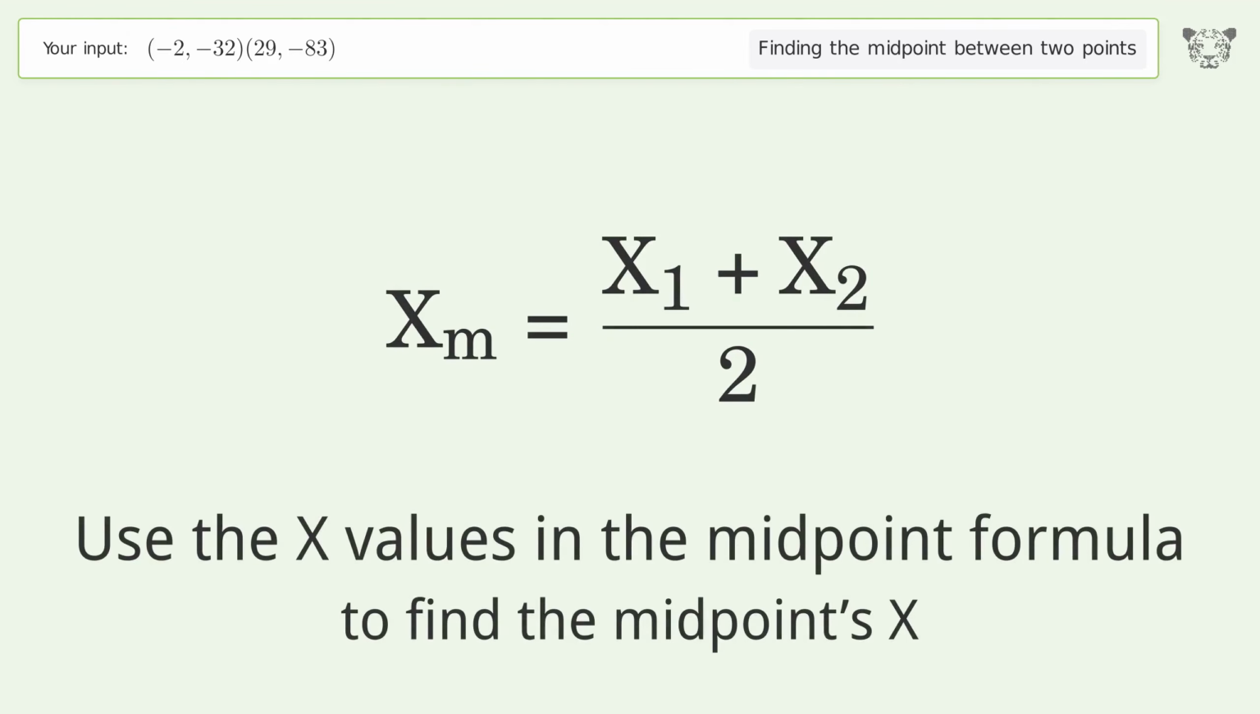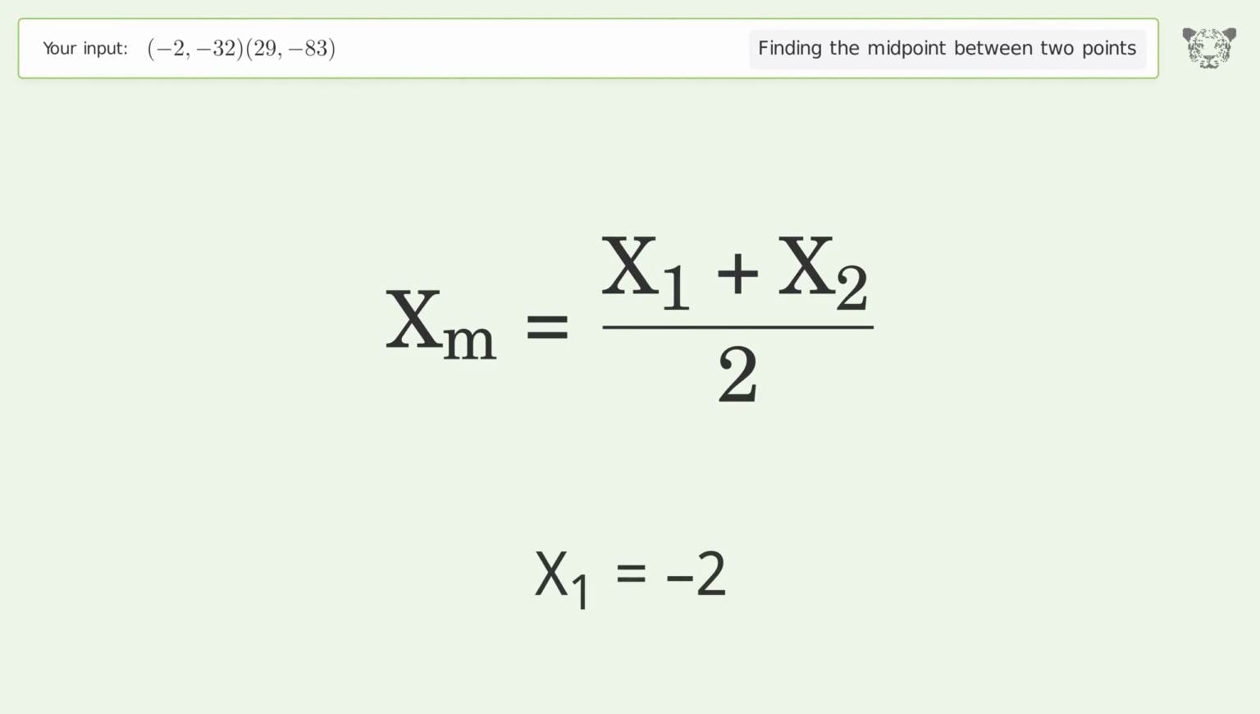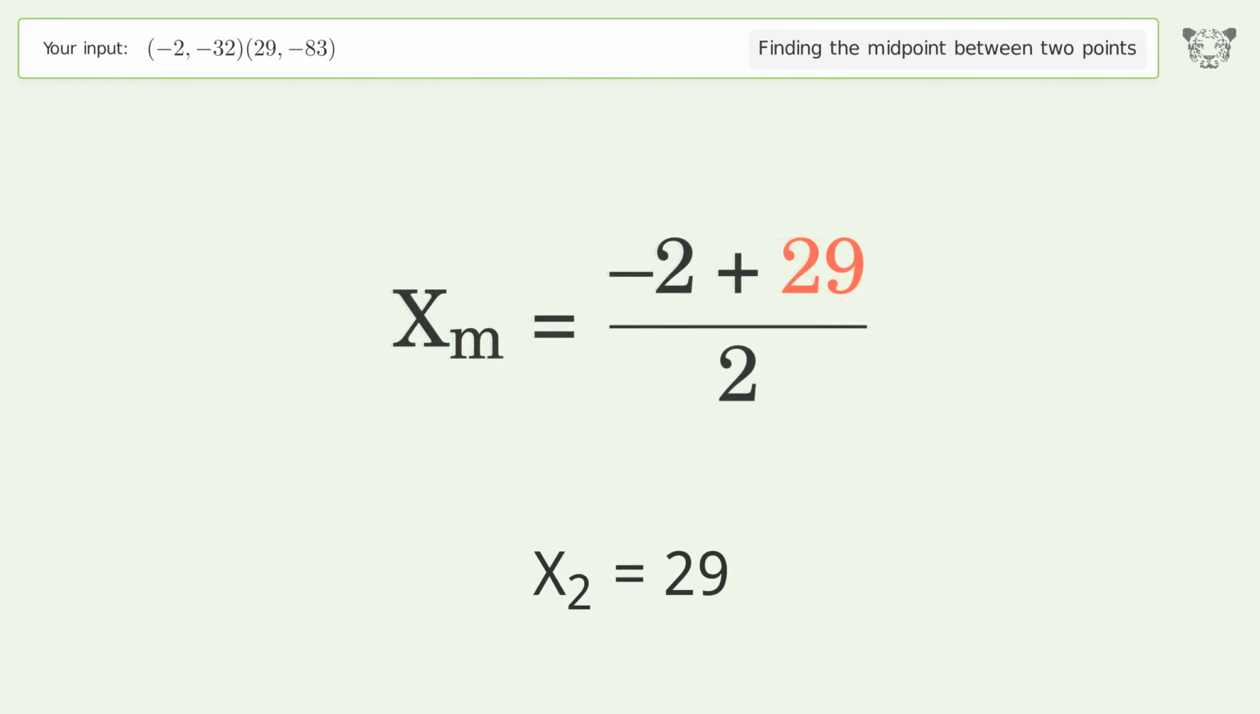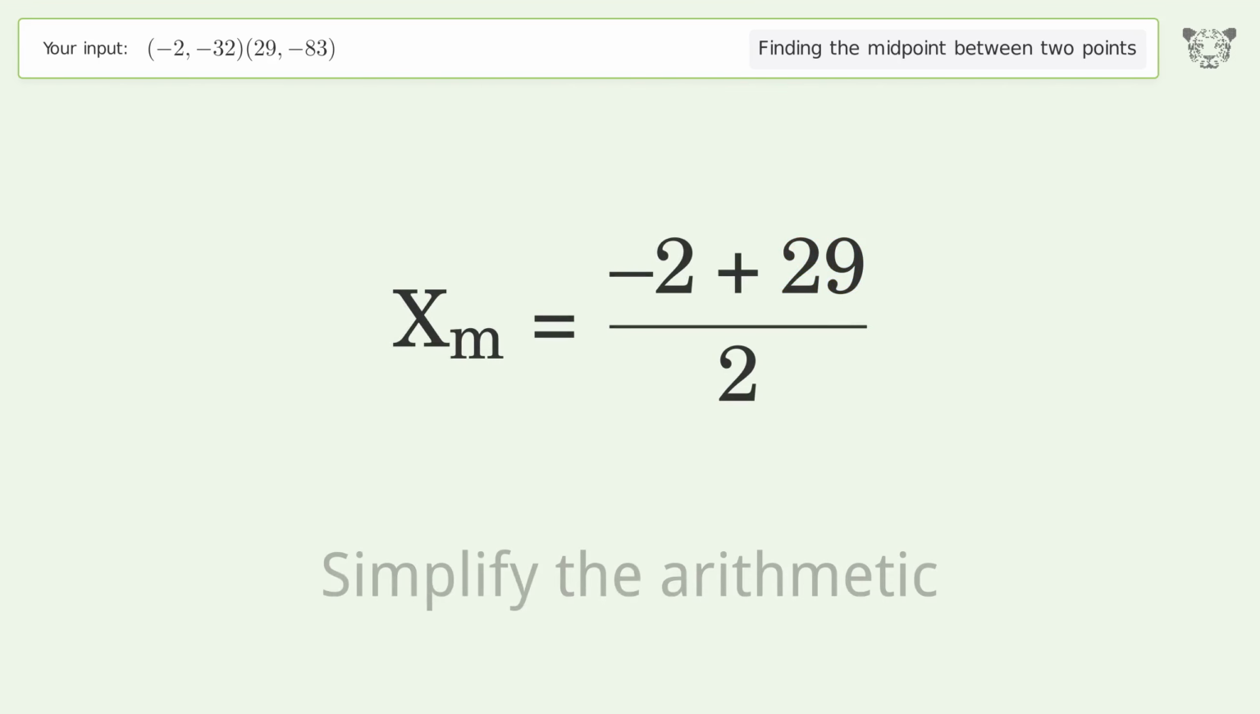Use the x values in the midpoint formula to find the midpoint's x. x1 equals negative 2. x2 equals 29. Simplify the arithmetic.